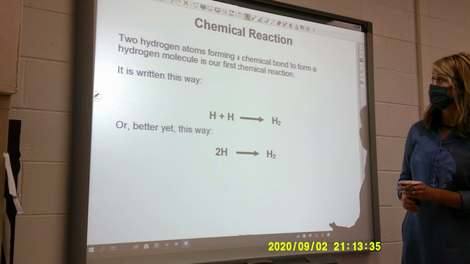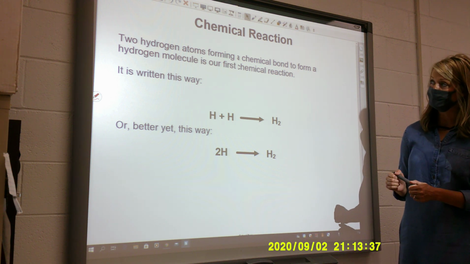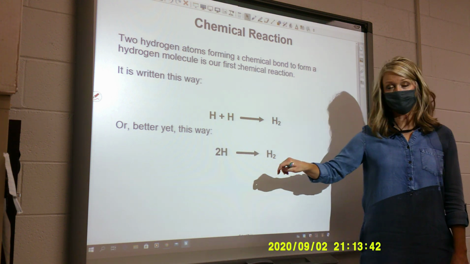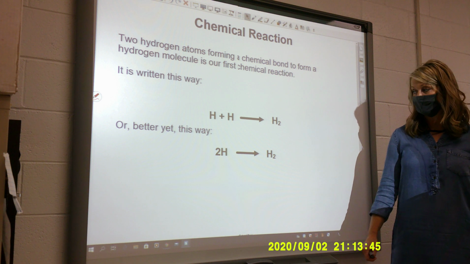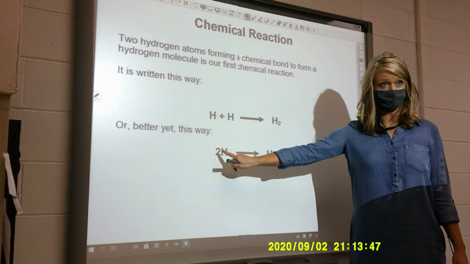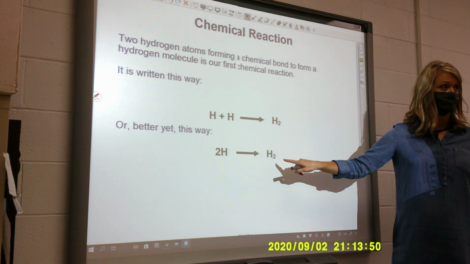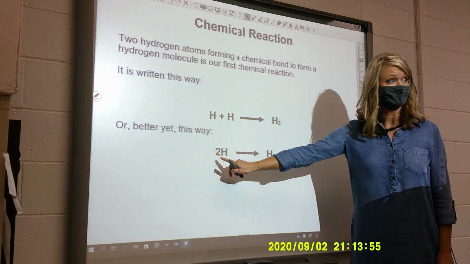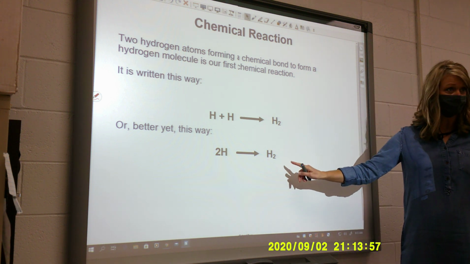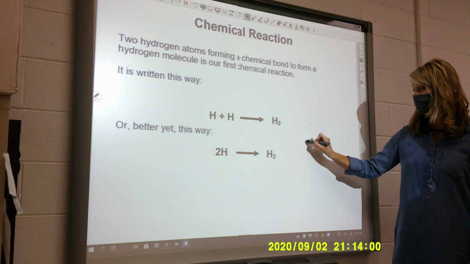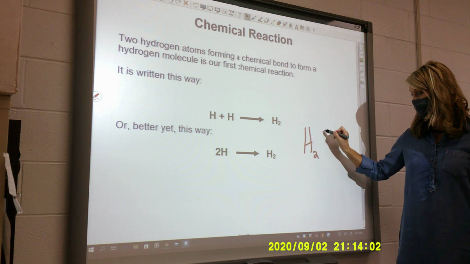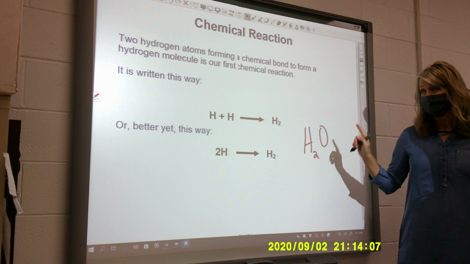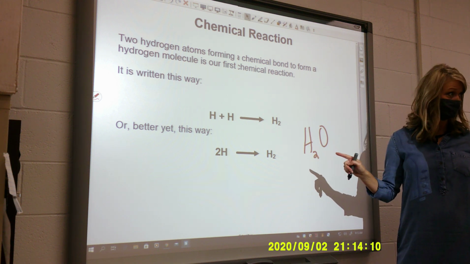Two hydrogen atoms forming a chemical bond to form a hydrogen molecule is our first chemical reaction. 2 hydrogens together, we write it as H2. Or better yet, 2 H's, H2. Okay? This is telling you that there are 2 hydrogen atoms. We write that as H2. So if we were going to continue that, H2O, now how many oxygen atoms do I have here? 1. How many hydrogen atoms do I have? 2.